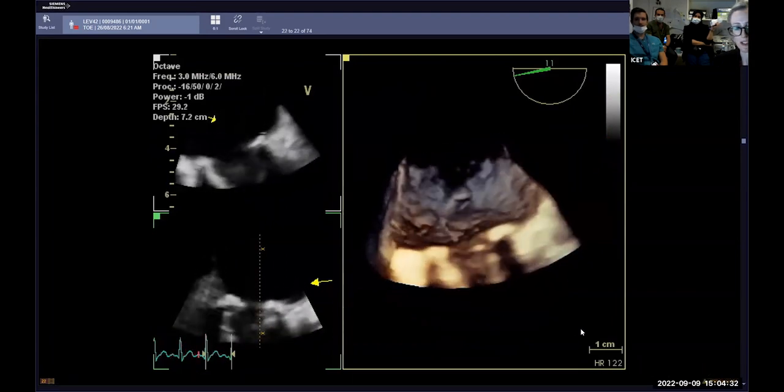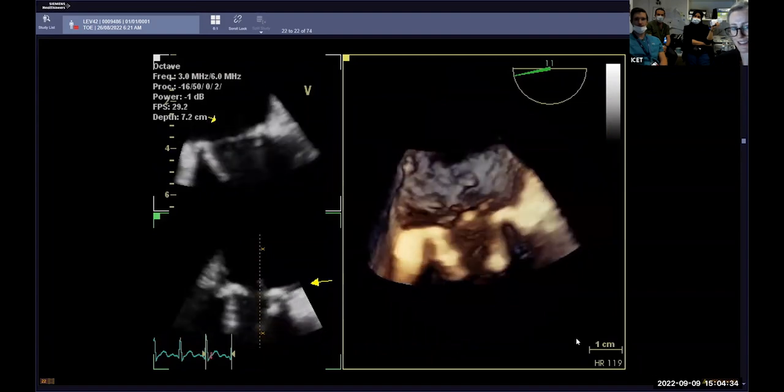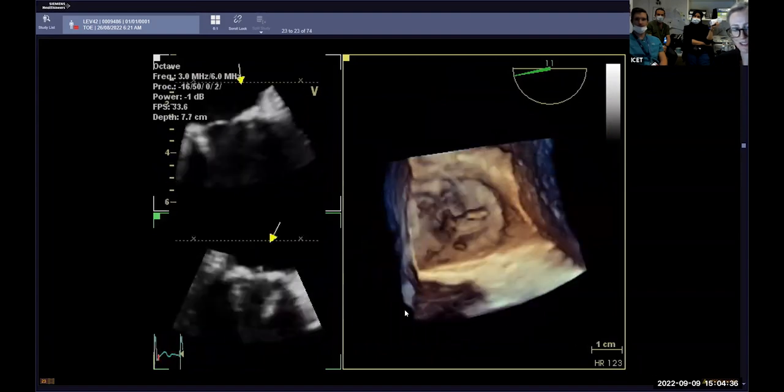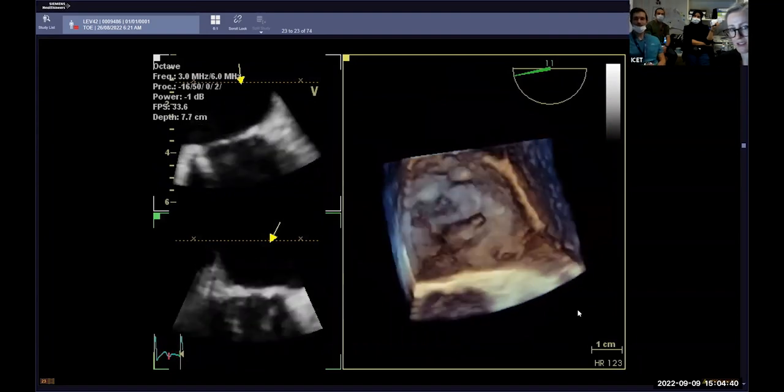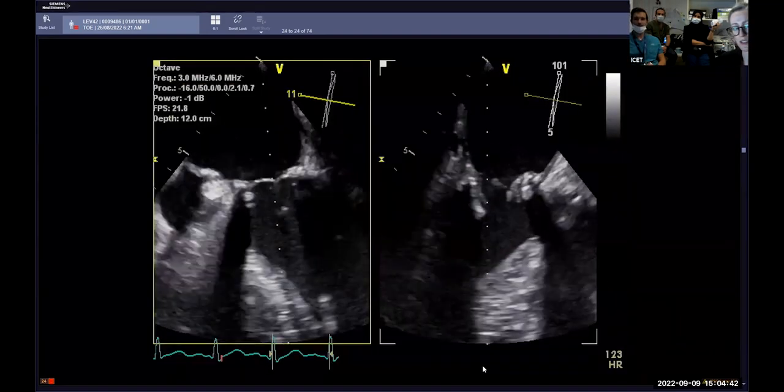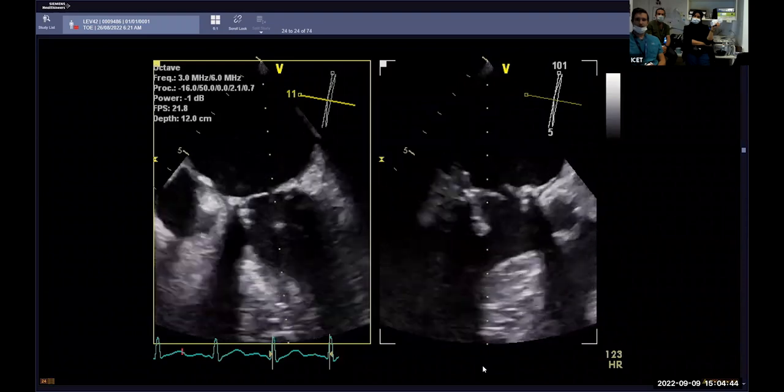Whether you can see a complete flail leaflet. Yeah. Yeah, you can see it on the 3D as well. There you go, really nicely poking through there. There you go. For the patient, but yeah, this flail leaflet.